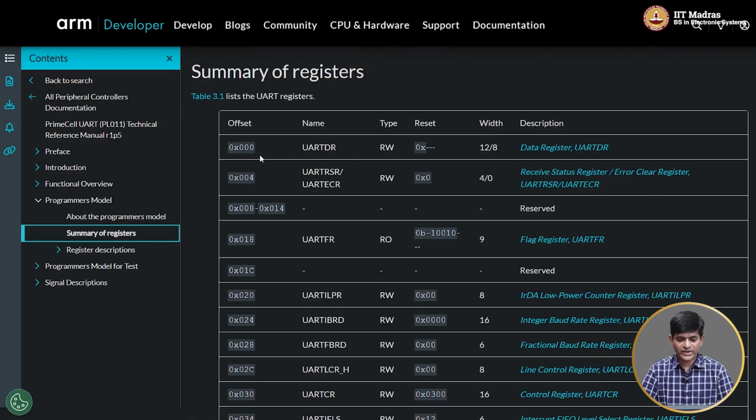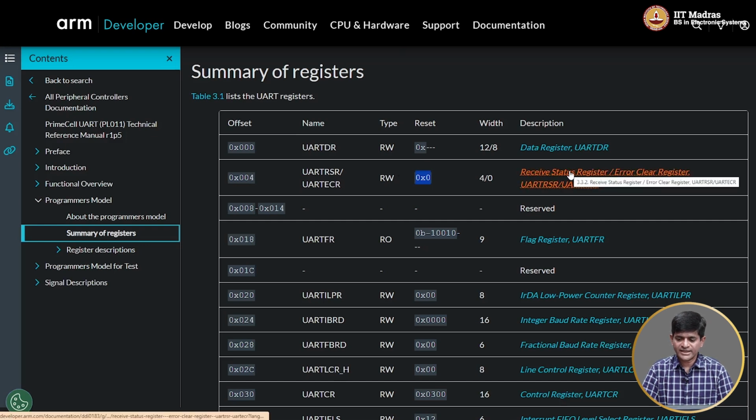Along these lines, we have many more registers. For example, at offset number 4, we have something called UART RSR and UART ECR, once again read write registers. Over here it says clearly that after reset the value is known to be 0. In other words, if you were to read out from address number 4 immediately after reset, you would find that the result is going to be 0.